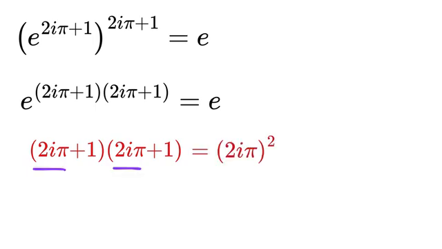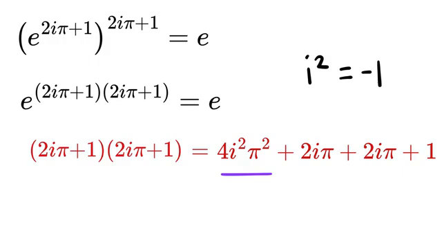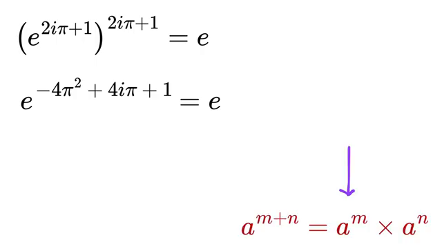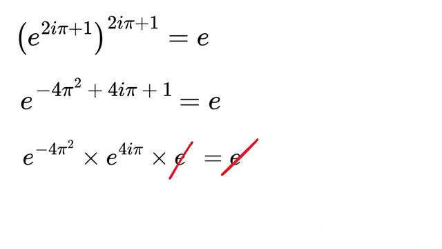This will be 2i pi squared, or 4 i squared pi squared, plus 2i pi, plus another 2i pi, and plus 1. We have i squared equals -1, so this will become -4 pi squared. Write all of them here. So now, using this power rule, we can write this as e to the -4 pi squared times e to the 4i pi times e to the 1, or e, equals e. This e will get cancelled out, and we are left with this thing equals 1.